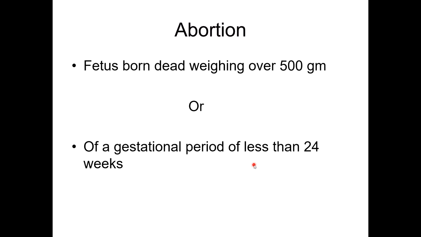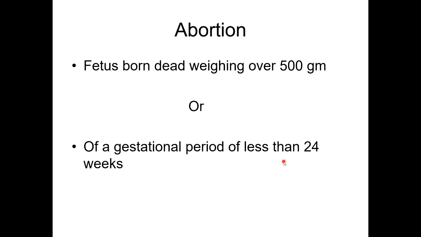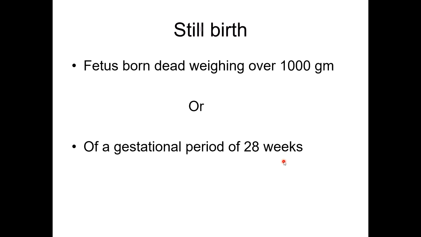Abortion is the expulsion of the product of conception from the maternal womb if it is expelled before the completed 24 weeks of gestation, or if the fetus is weighing less than 500 grams, it is known as abortion. And when we talk about stillbirths, you can see that the fetus born dead weighing over 1000 grams is labeled as stillbirth, and the gestational period should be more than 28 weeks to label it as a stillbirth. So the difference between the abortion and the stillbirth should be very clear in your mind.